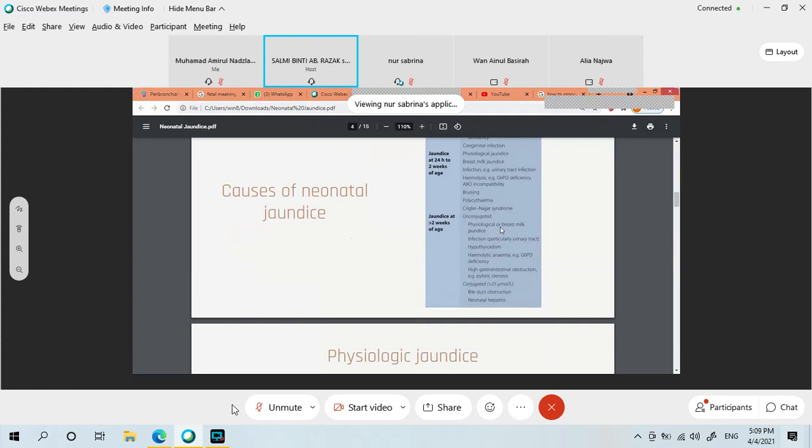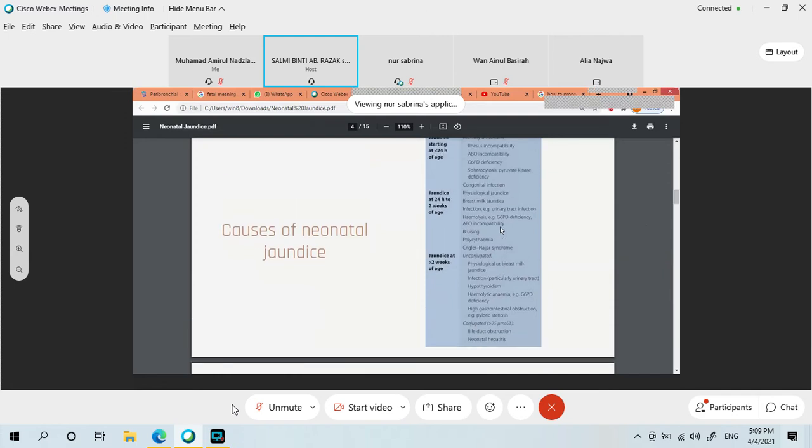Lepas tu dalam physiological jaundice, dia ada 2 which is breastfeeding jaundice and breast milk jaundice kan. Breastfeeding jaundice, breast milk jaundice. So breastfeeding tu lebih kepada patient yang breastfeeding lah kan, sama je dengan physiological jaundice. So maknanya patient mungkin tidur banyak ke, mother kena kejut ke, tak cukup susu ke apa ke. So yang tu dulu you exclude. Breast milk is by exclusion basically.